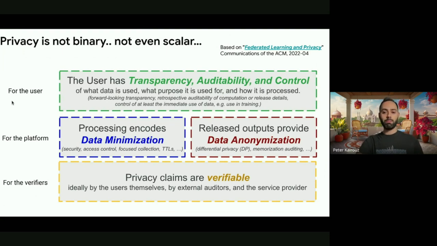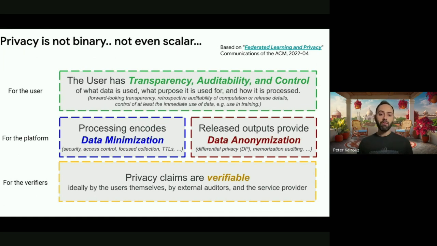The first one is about transparency, auditability, and controls. It says that the users should have full transparency and knowledge into whether or not their data is used to improve the service, what purpose it is used for, and how it is used and being processed. And they should have the ability to revoke that access should they choose to. And this is usually done through very solid user interfaces and by actually telling the user exactly what's happening under the hood.